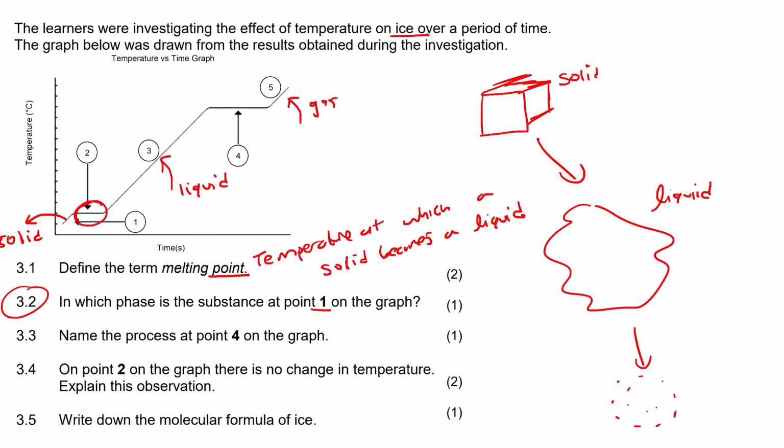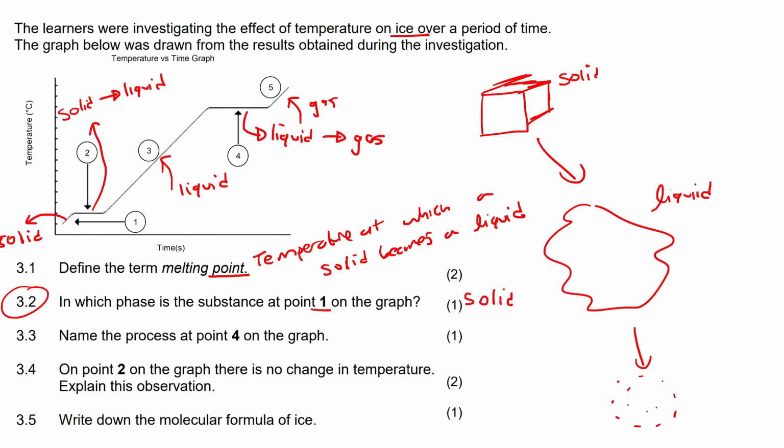This area over here is where we are going from solid to liquid. So that is where we are busy switching over. And then this area over here is where we are going from liquid to gas. So in which phase are we on in point 1? We are in the solid phase.